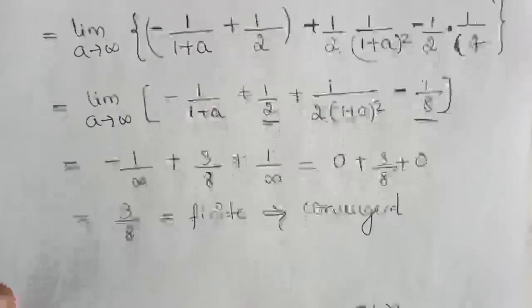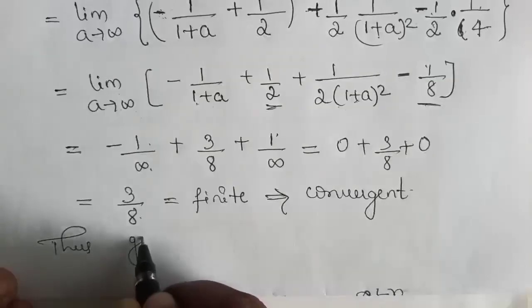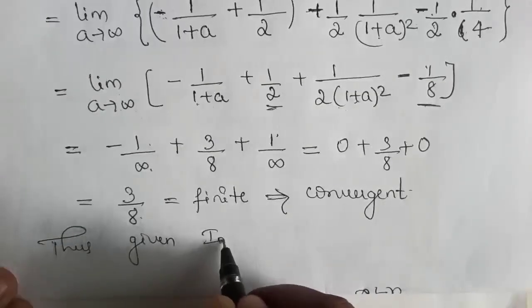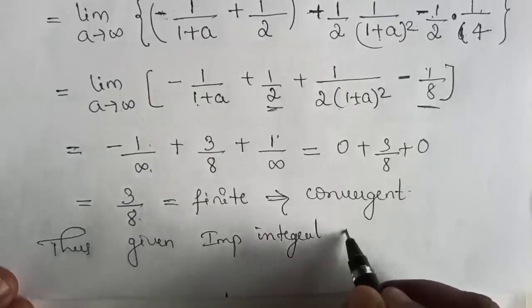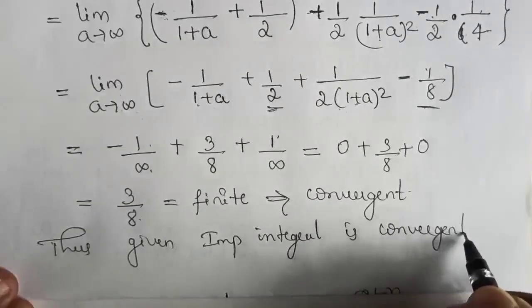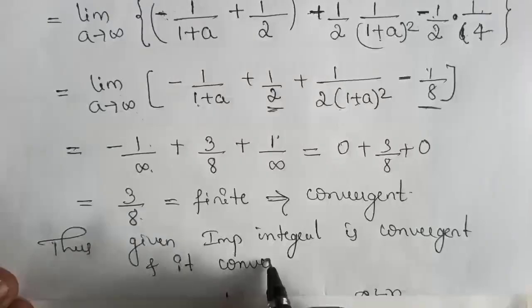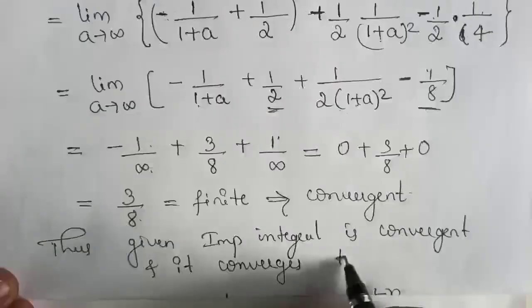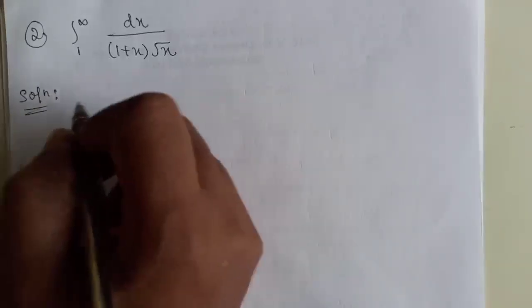Thus, we write: the given improper integral is convergent and it converges to 3 by 8. So we consider another example here.